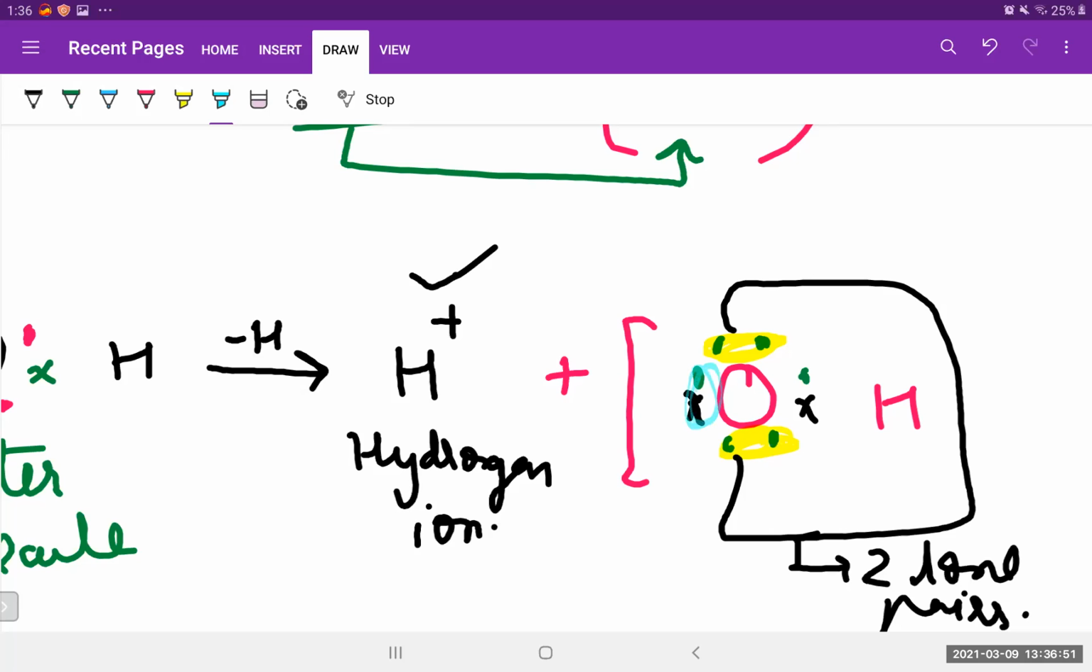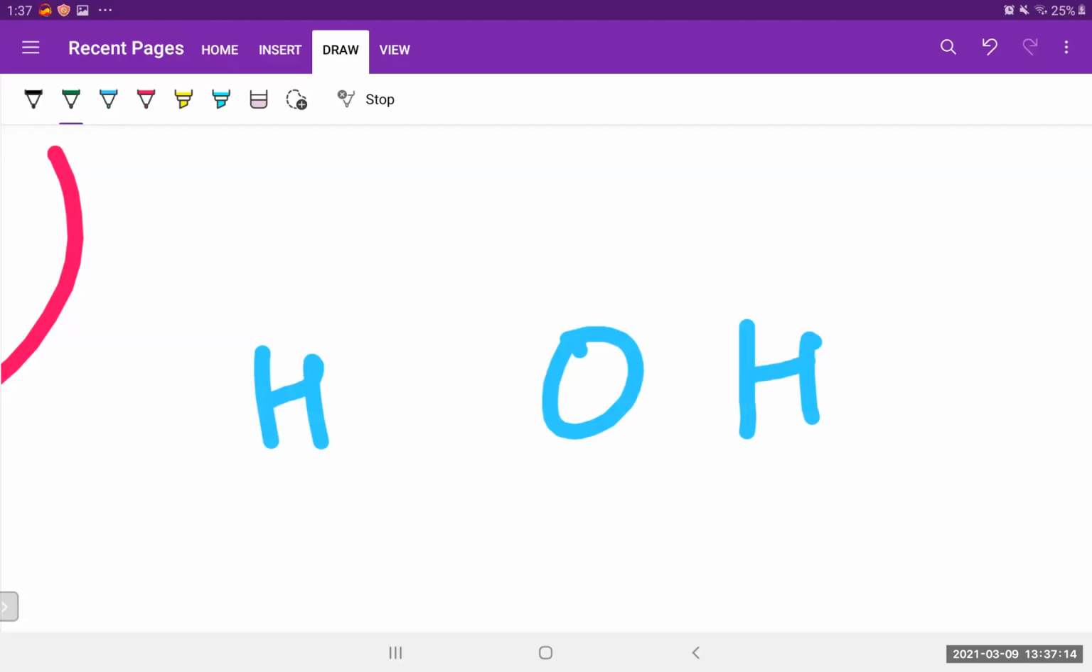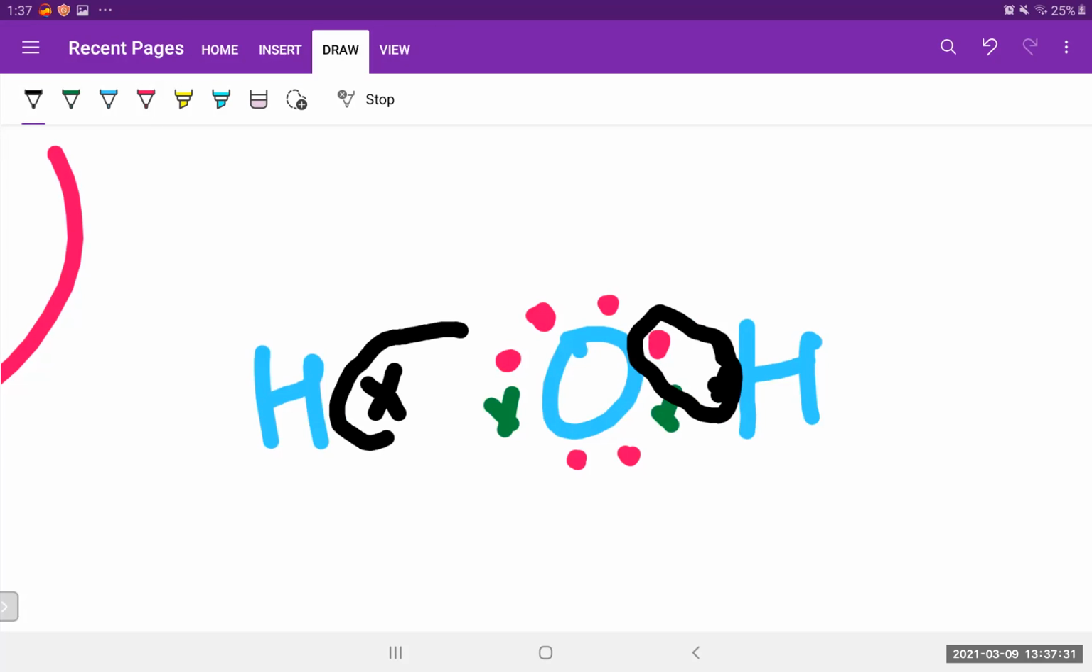Can you see the shared pair of electrons is always with oxygen only? But why is it with oxygen? Because oxygen is more electronegative. Yesterday I told you what is electronegativity: the property of attracting something towards itself. Like we have hydrogen, oxygen, and hydrogen. That is the structure of water. So 1, 2, 3, 4, 5, and 6. Now see what is happening in sharing of electrons. This remains here, this remains here, and we draw a bond like this, isn't it? We draw a bond like this.